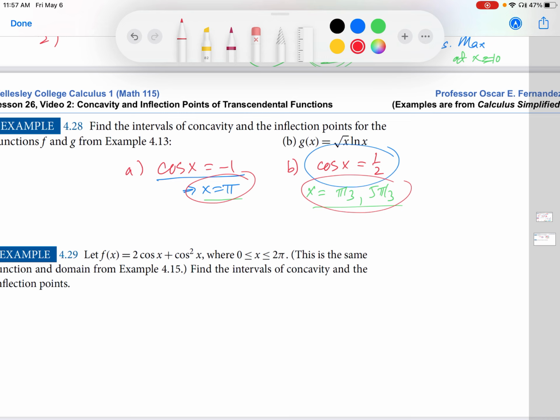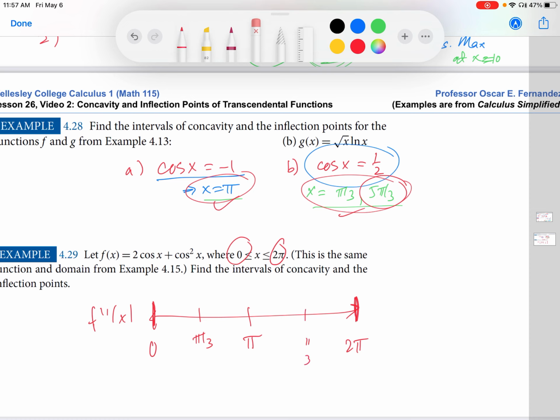So let's set up our sign chart. F double prime x. Here is the sign chart. I'm going to stop at 0, that's the left endpoint of my interval. I'm going to stop at 2 pi, the right endpoint of my interval, and then put all of these in between. So pi is here, pi over 3 is less than that, and 5 pi over 3 is greater than that, so somewhere over here, 5 pi over 3.